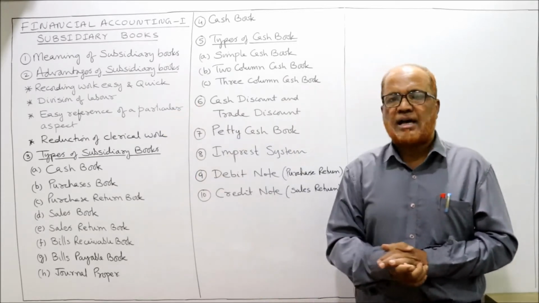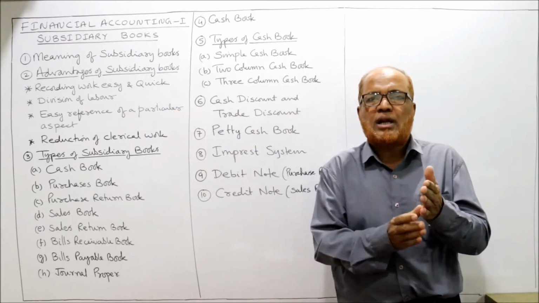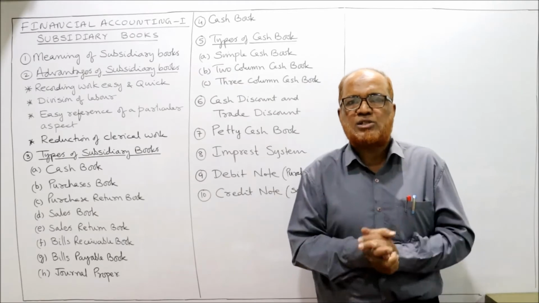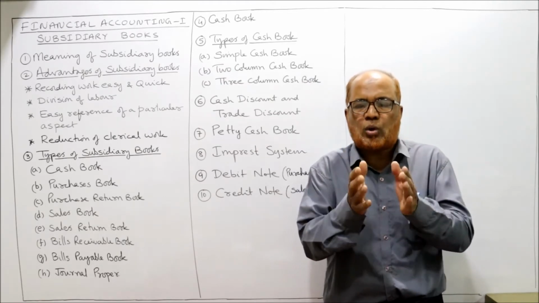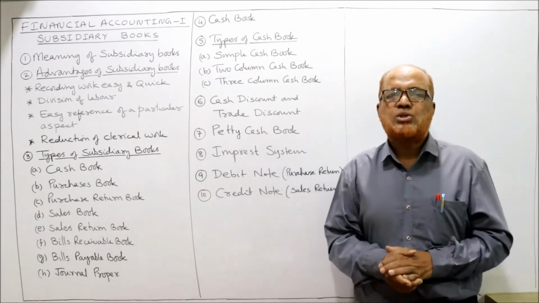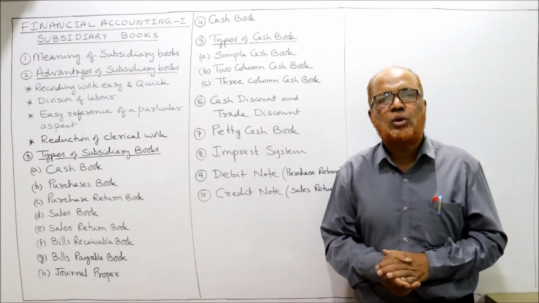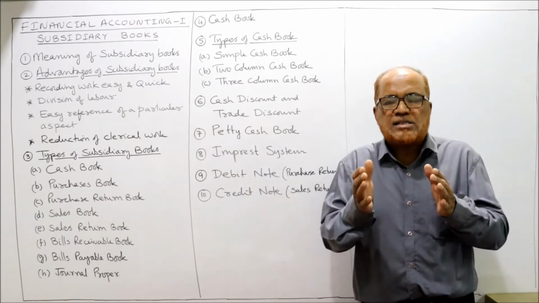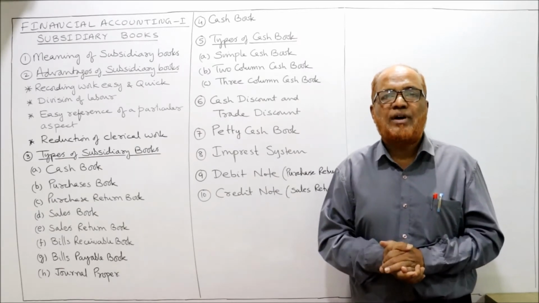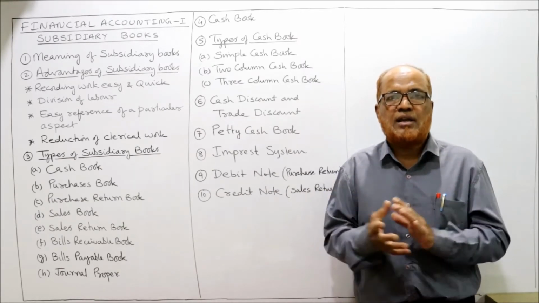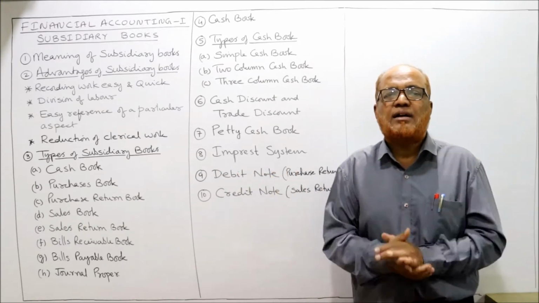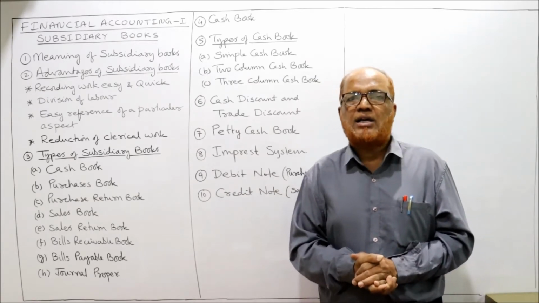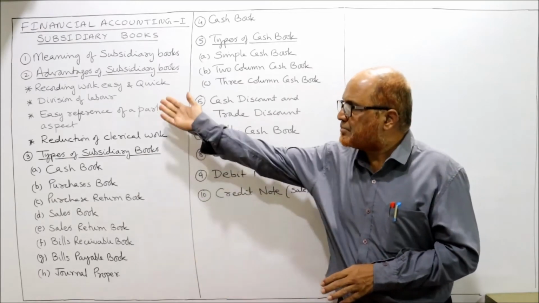Thirdly, easy reference to a particular aspect. We can easily get the total of a particular transaction. For example, we want the total of sales per week, purchases per week. Like this, we want the total of each aspect of the business. So when we keep subsidiary books, we can easily find out the total in a particular period. Next is reduction of clerical work. When all the transactions are maintained by one person, it will be very, very difficult. Clerical work will increase. Here, the clerical work is subdivided between different persons, so it will be very easy. These are the many advantages of maintaining subsidiary books.